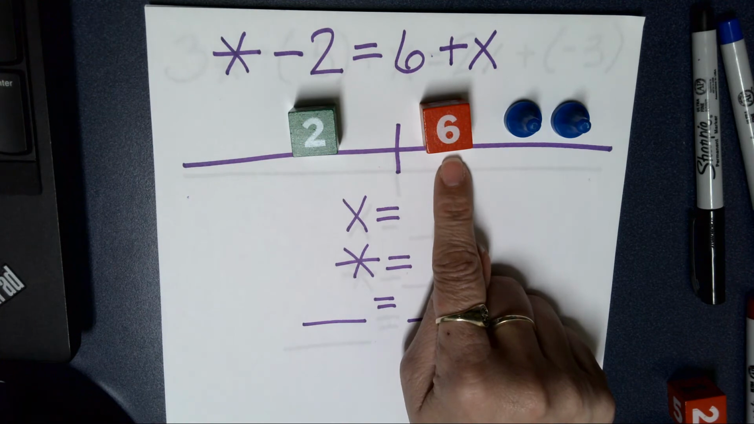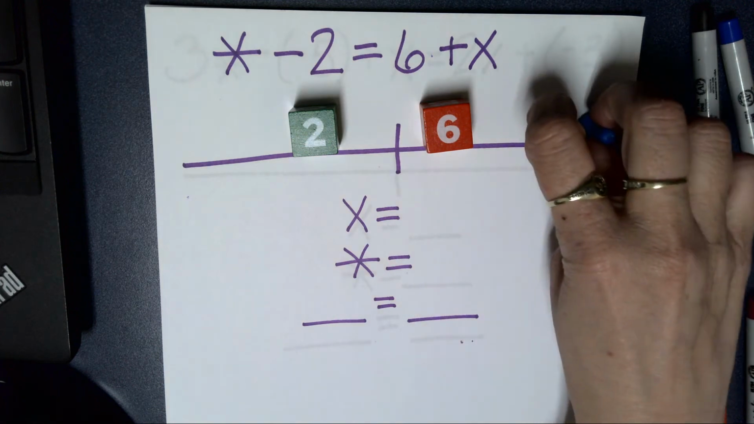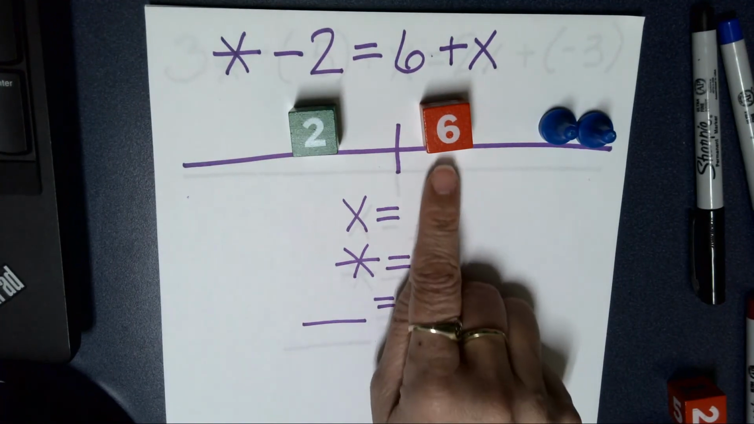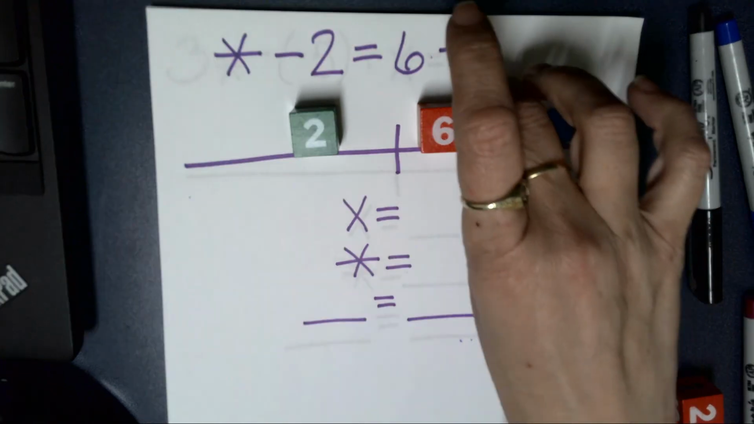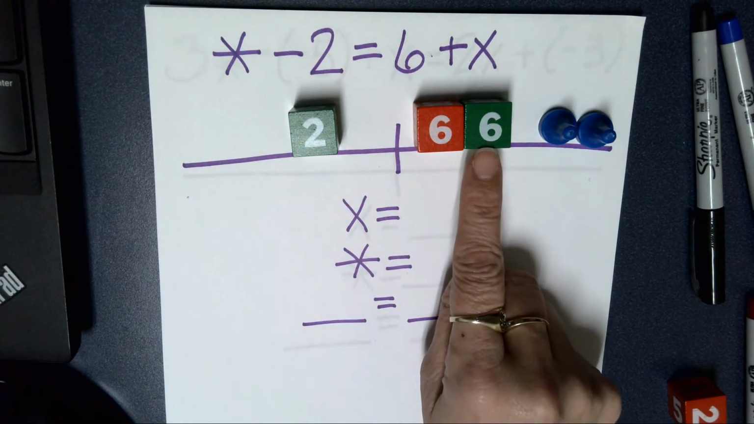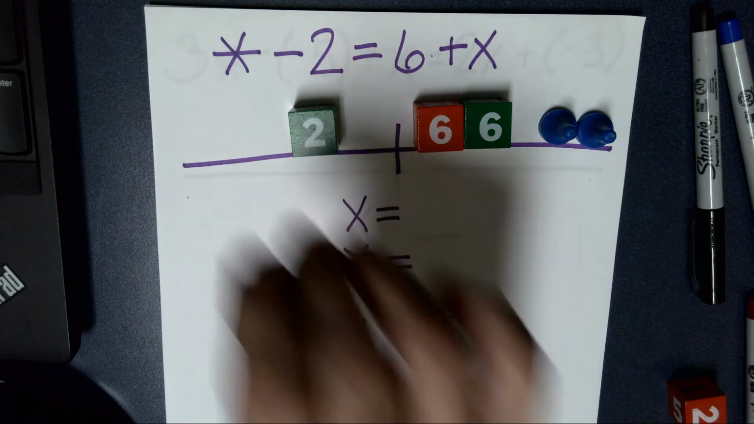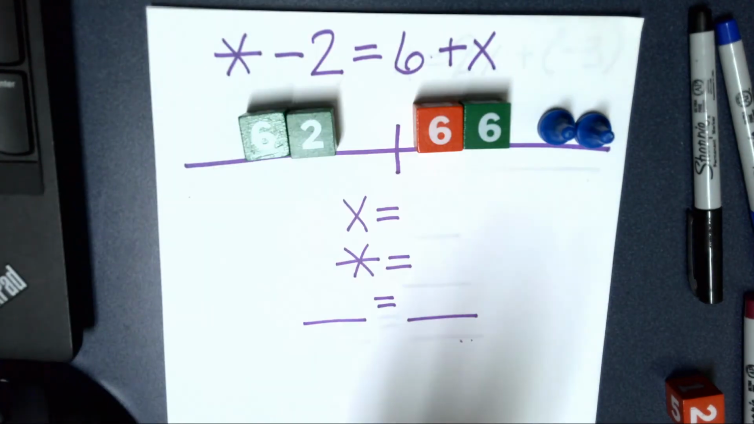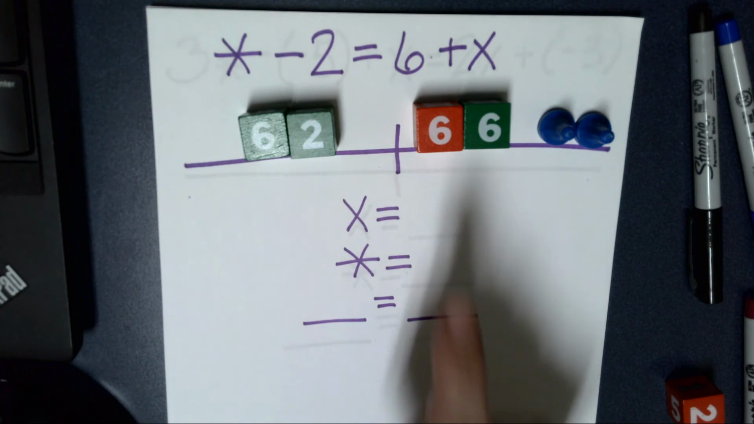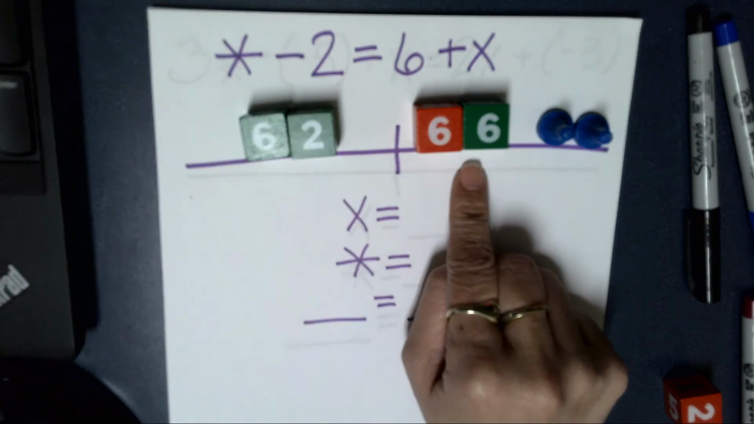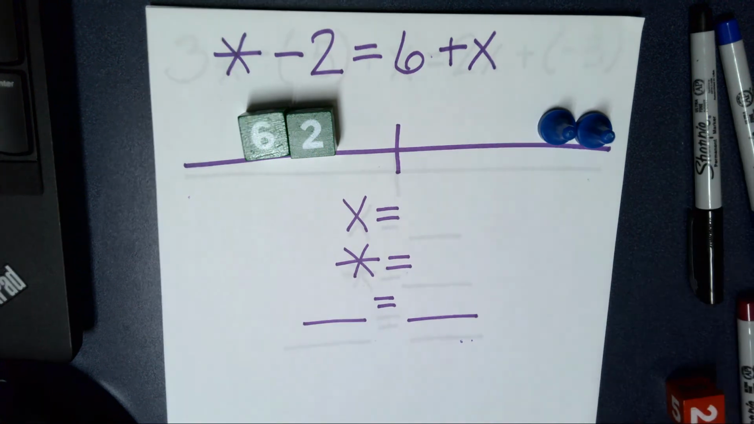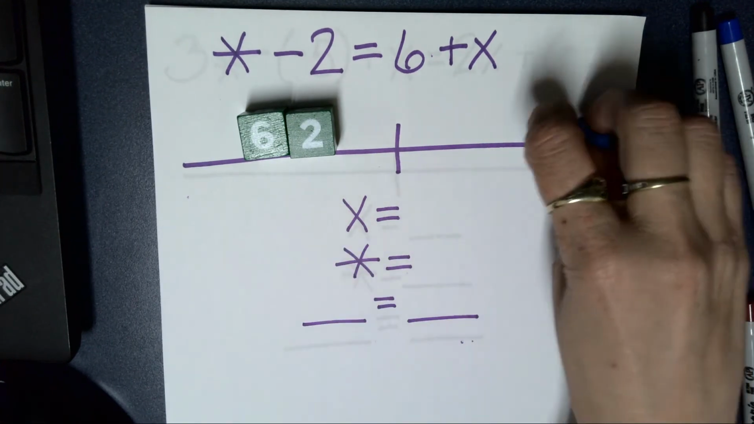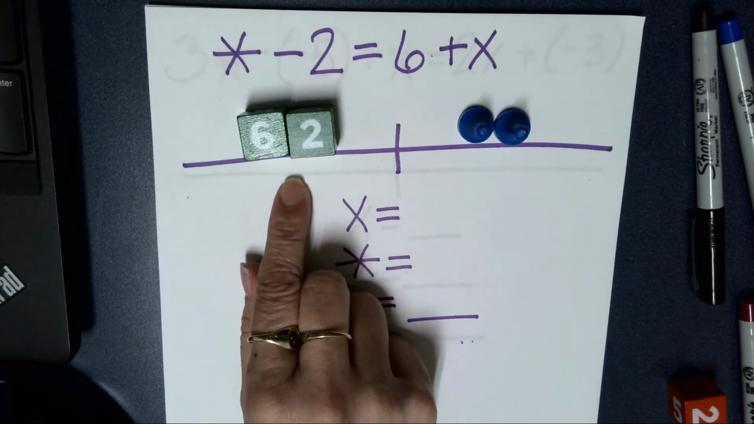I always like 0 pairs. If you've watched me enough, you know this. So if I have a +6, I'm going to have to add a -6 to it. If I add a -6 to it, I also have to add a -6 to the other side. What does that create on this right side? That creates a 0 pair.